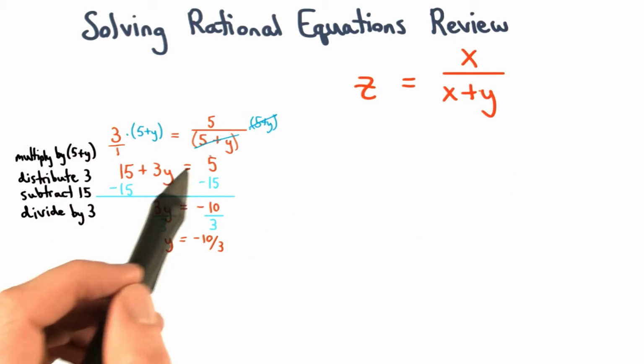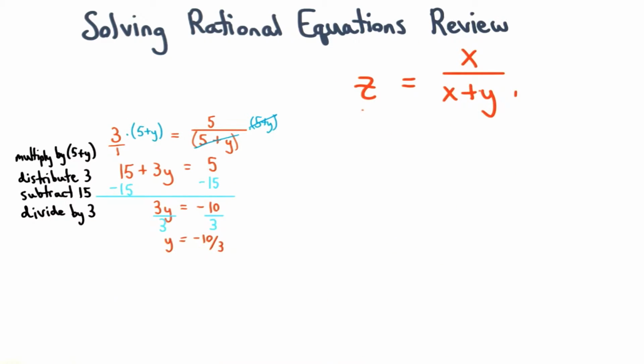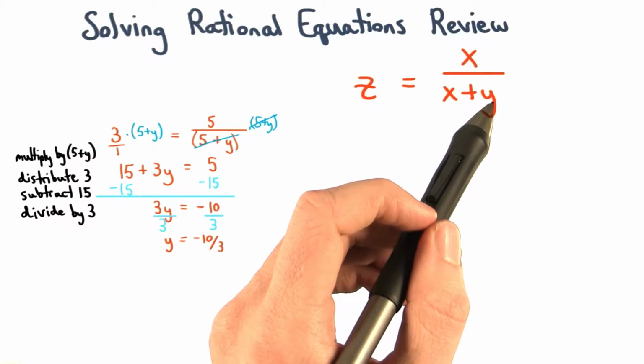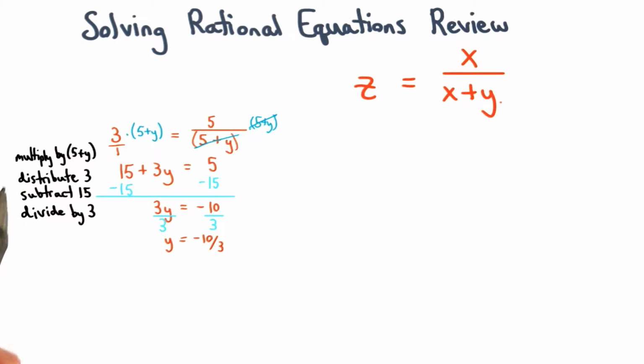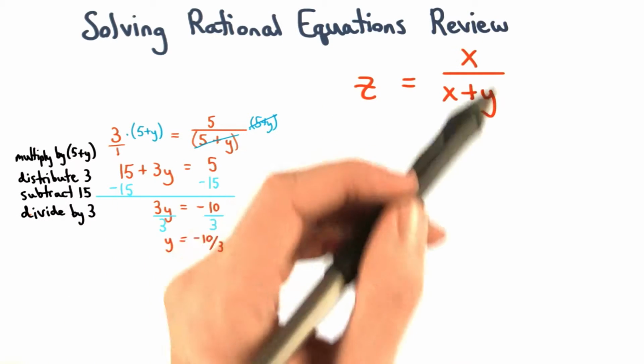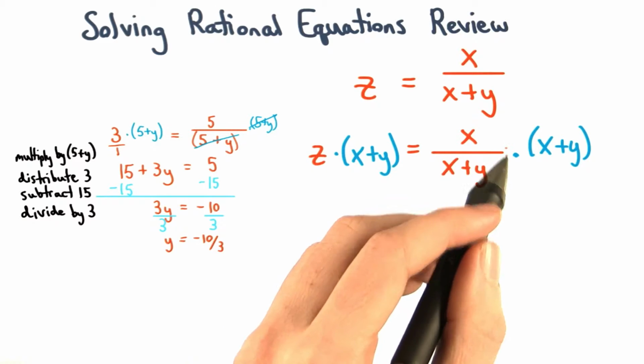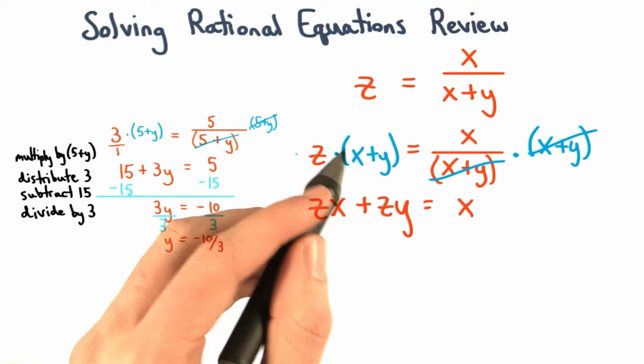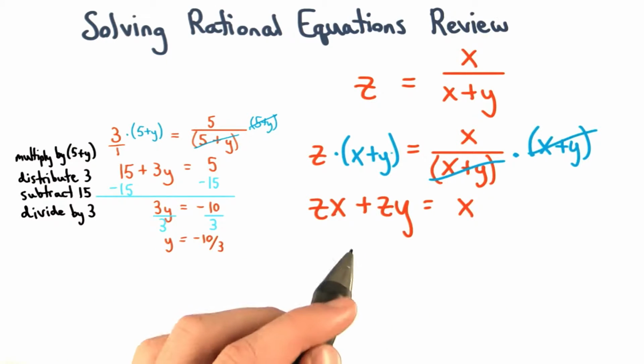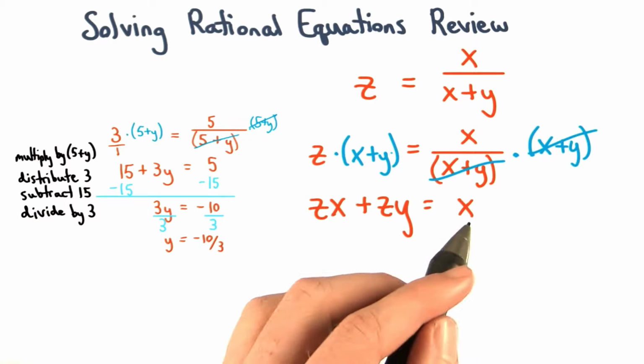Notice that the setup of these two equations are nearly identical. It turns out that we can solve for y by following nearly the same exact steps here. Instead of using numbers though, we'll have variables. First, we'll multiply each side of our equation by x plus y. Then we'll distribute z to both of these terms to get zx plus zy equals 1x.